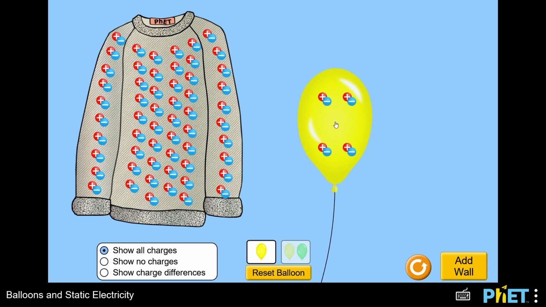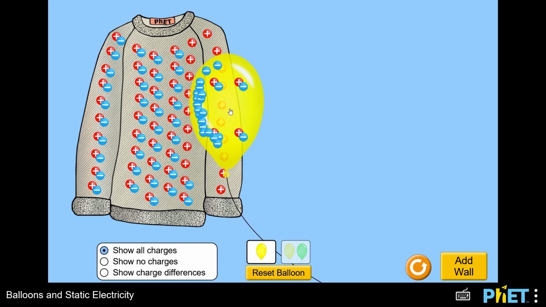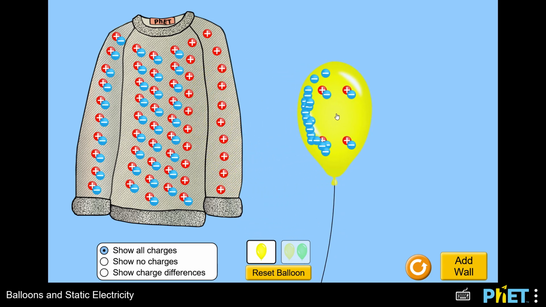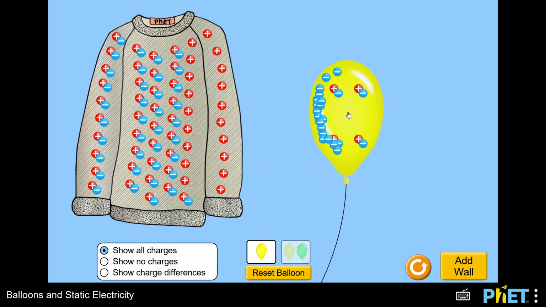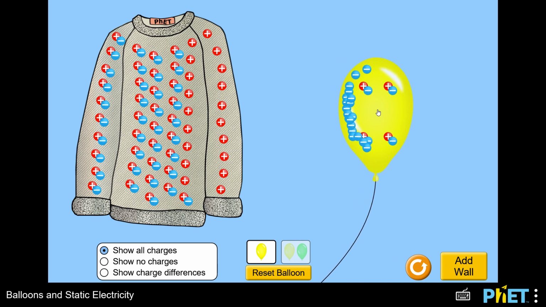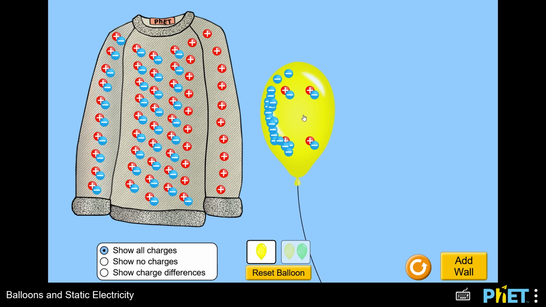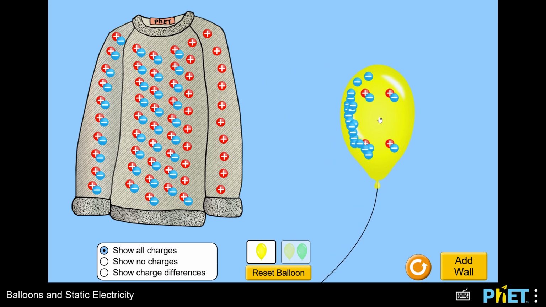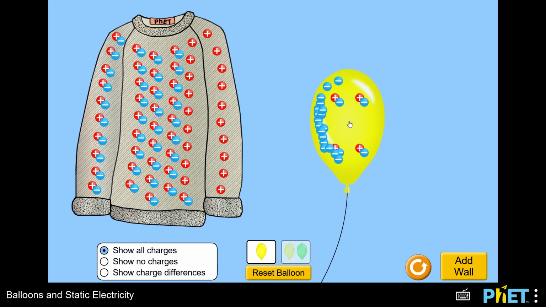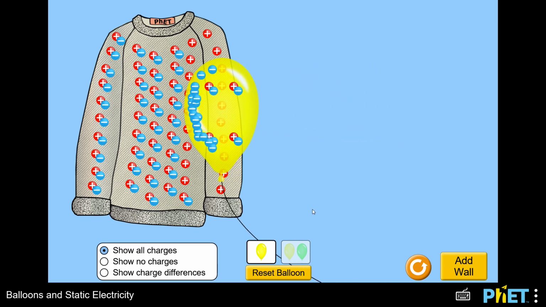But as soon as we start to rub this balloon on the wool sweater, we can start to transfer some electrons. And what do we end up with? Now our balloon over here has a bunch of extra electrons. We would say our balloon is negatively charged. And our sweater is missing a bunch of electrons, so overall, it now has extra positive charges. And you'll notice that when I let go of this balloon, it starts to move, and we'll talk about that in a second here.